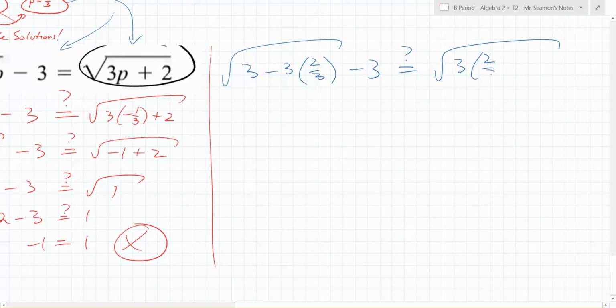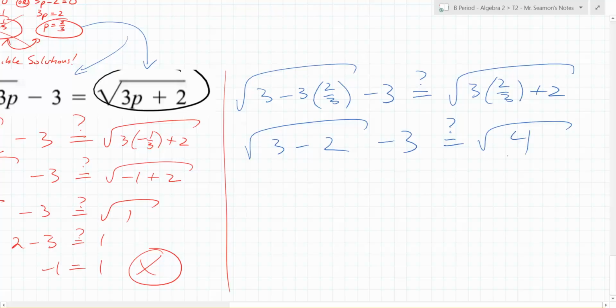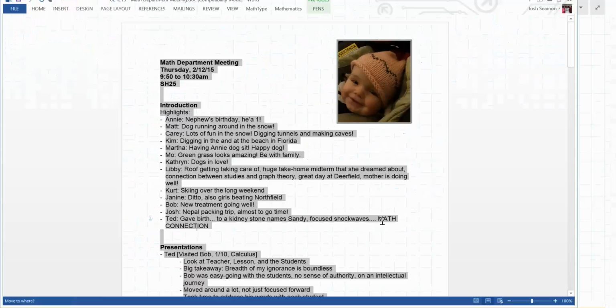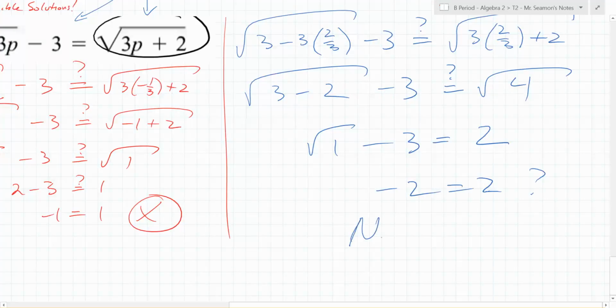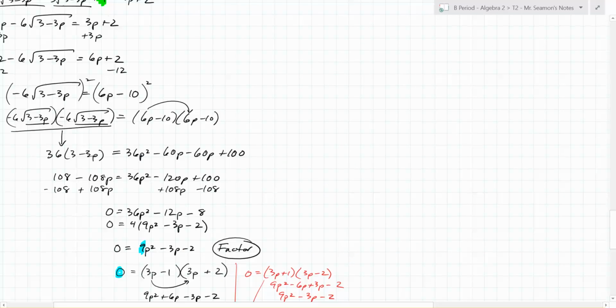3 times 2/3 plus 2. What does this come out to be? The square root of 3 minus what? 3 minus 2 minus 3. Does that equal the square root of 4? We have the square root of 1 minus 3 is equal to what? Equal to negative 2, and that equals 2, so no, there's no solution. So, it's kind of disappointing, but guess what? No solutions. After all that work, for nothing. Yeah, no solutions.